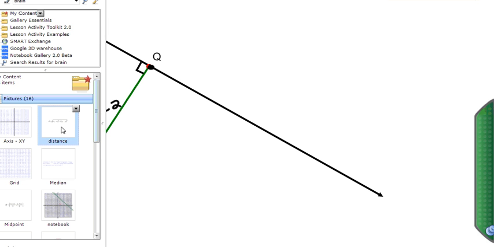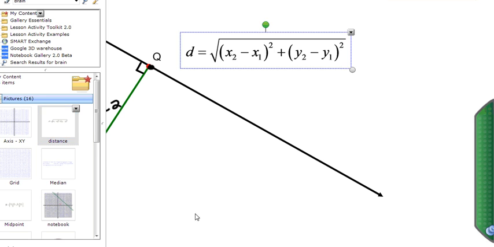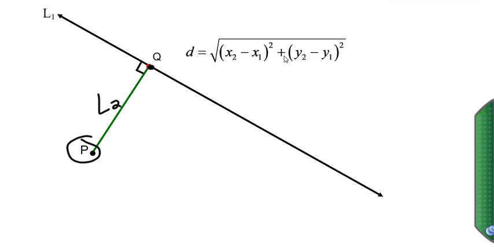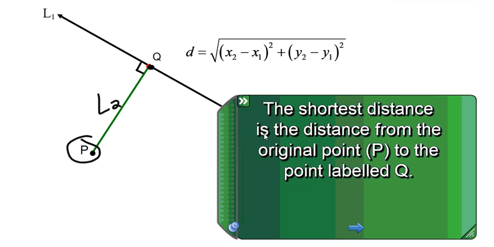Remember, this is a formula that you know. It's the distance between 2 points. So if I know point P and I can find point Q, I can find the distance between them. So the shortest distance is the distance from the original point P to this point that I've labeled Q.